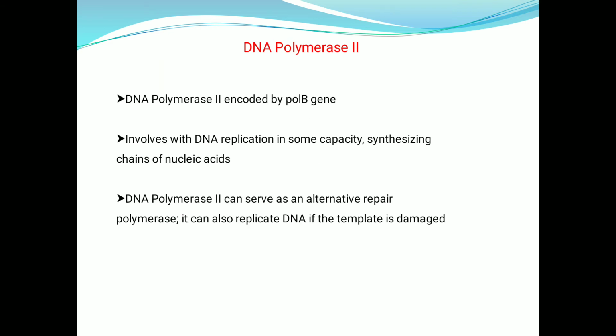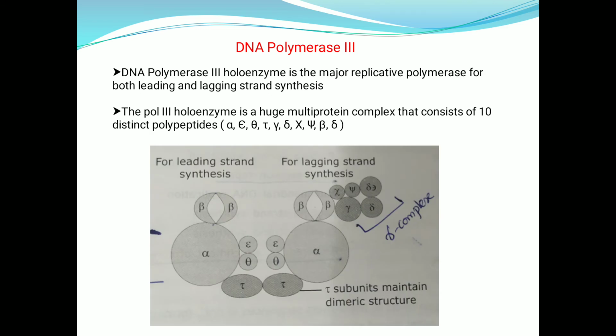And DNA polymerase 2. This DNA polymerase 2 is encoded by the gene Pol B, and it is involved in DNA replication in some capacity, synthesizing chains of nucleic acids. This polymerase 2 can serve as an alternative repair polymerase. What is the main repair enzyme? Polymerase 1. And polymerase 2 can act as an alternative repair polymerase, and it can also replicate the DNA if the template is damaged. Next enzyme is DNA polymerase 3.